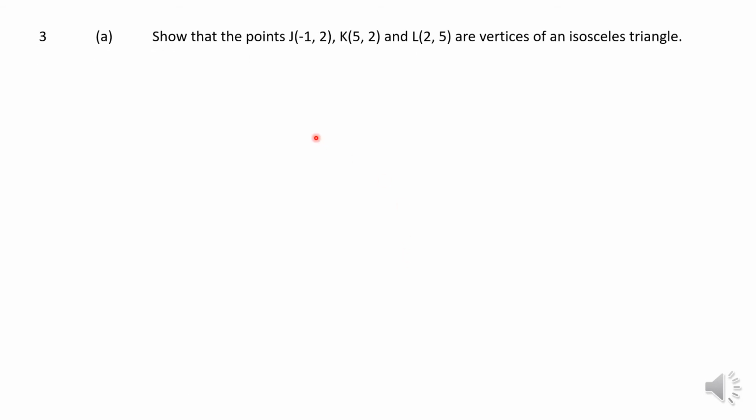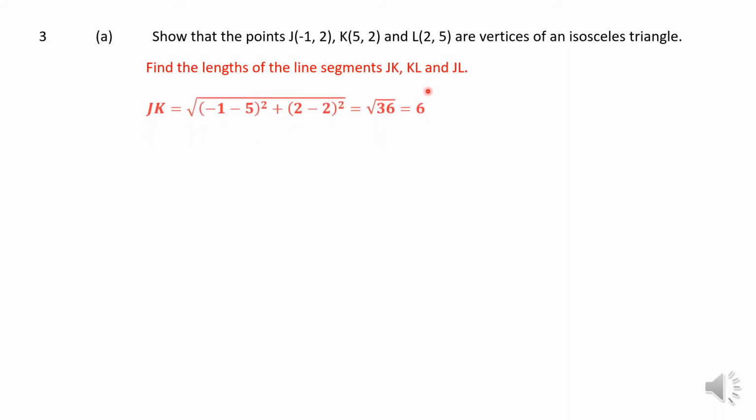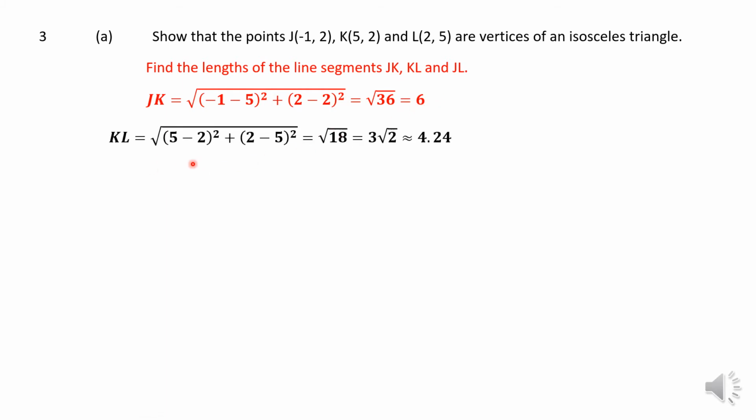Let me bring in another question here, question 3. You are supposed to show that the points J, K, and L are vertices of an isosceles triangle. So for us to show that, we have to find the line segments JK, KL, and JL. Okay, so when you do JK, you get the square root of 36, which is 6. When you do KL, using the formula to find the line segment. So look at the first video if you have not gone through how to find line segments.